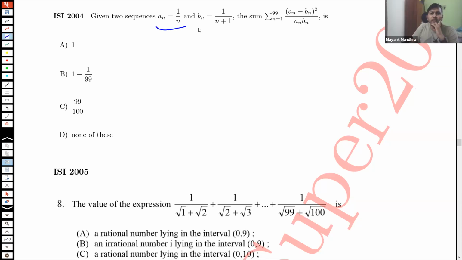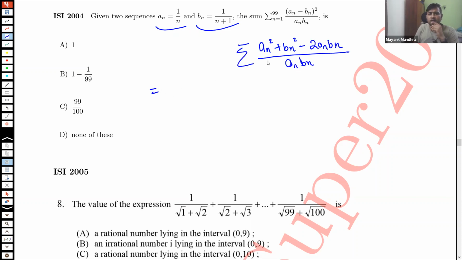So an is 1 by n, bn is 1 by n plus 1. Okay, so I have to find this sum of (an minus bn) whole square upon an bn. So (an minus bn) whole square is simply an square plus bn square minus 2 an bn, whole divided by an bn. So this summation can be written as summation an by bn plus summation bn by an minus summation 2.